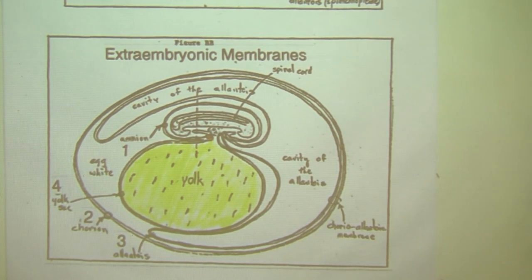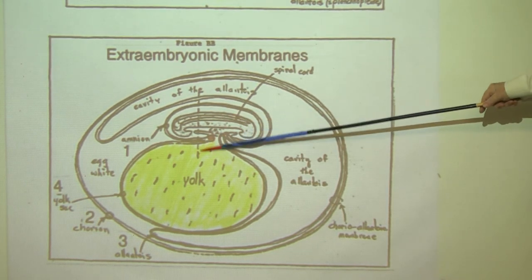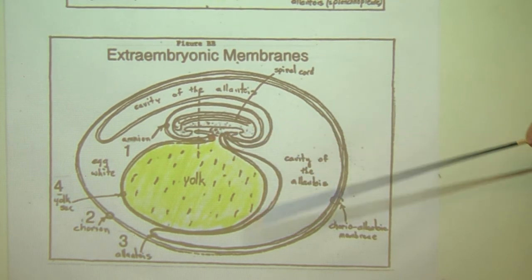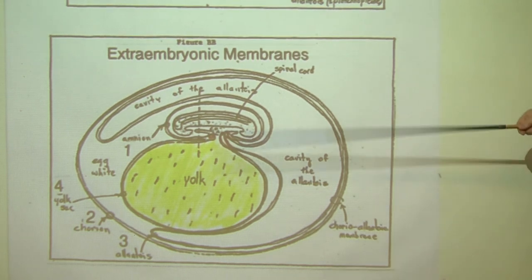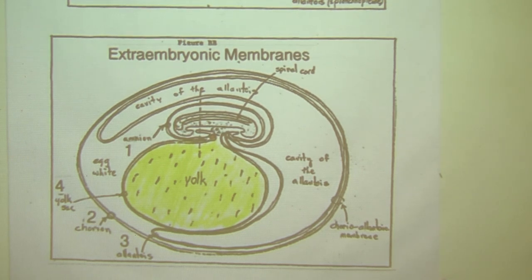At the time of hatching, the only connection that this embryo will have with all this other stuff will be an umbilical cord, and it'll just break in two. That's the extra embryonic membrane development. That's chicken embryo development with some new big words that we have learned.